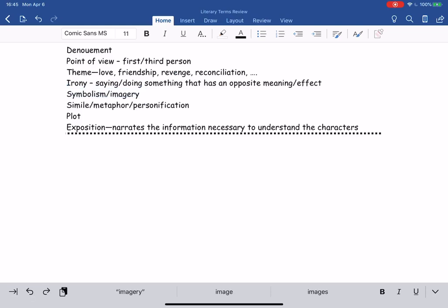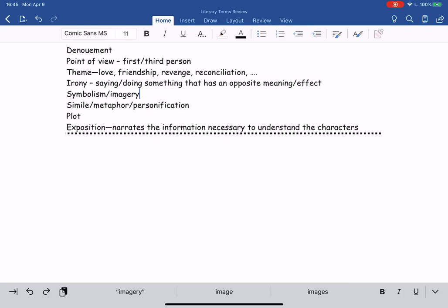So, for example, let's say that you see a red sign when you're driving on the road, and generally that sign represents stop. It's a symbol for wanting you to stop. Or sometimes when we see a sun, it doesn't necessarily mean the sun in the sky, but it might mean energy, like something that gives us energy. Imagery would be mental pictures.